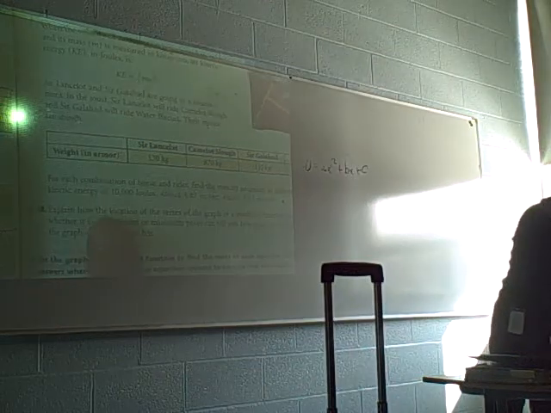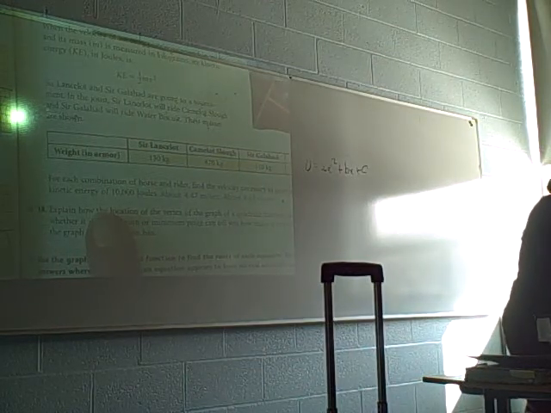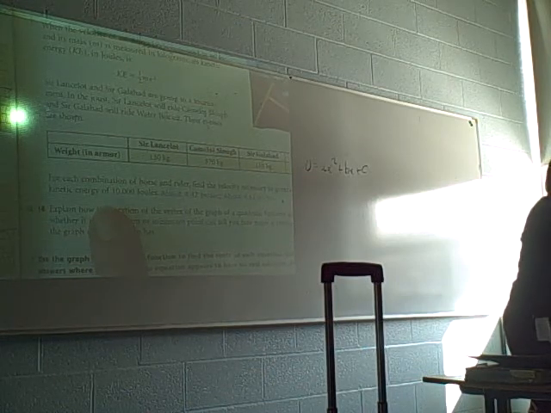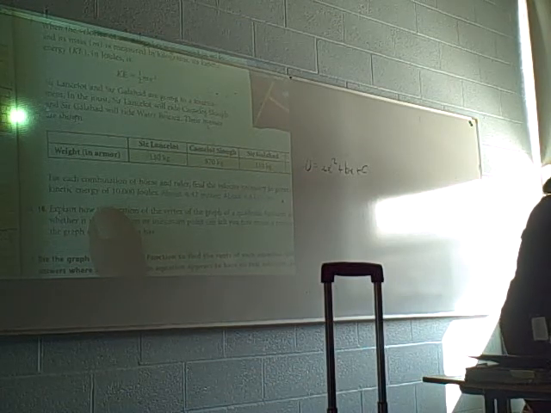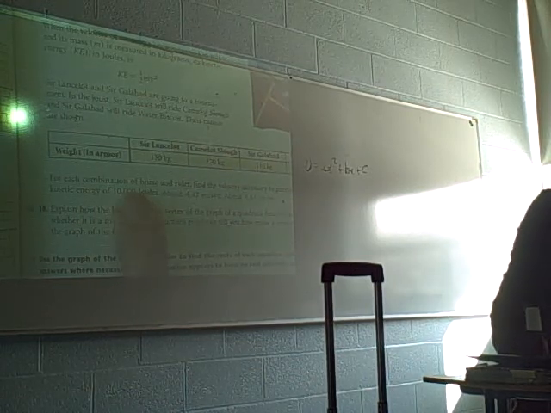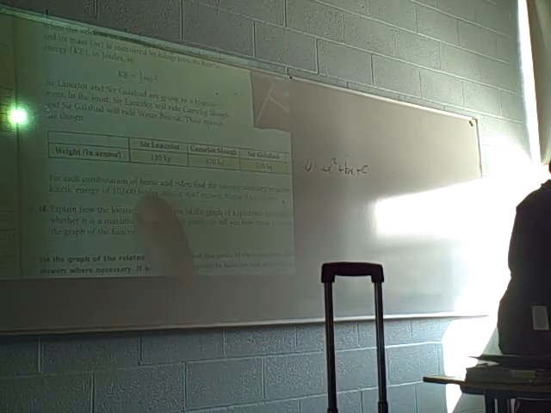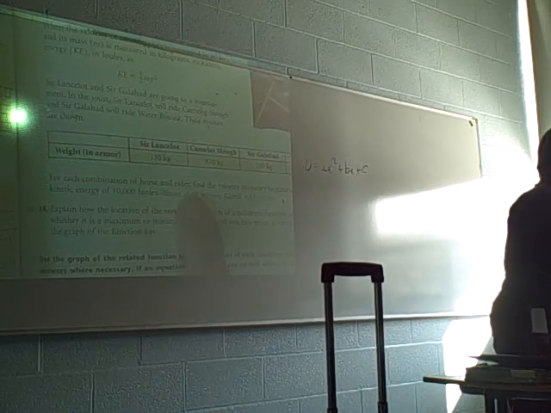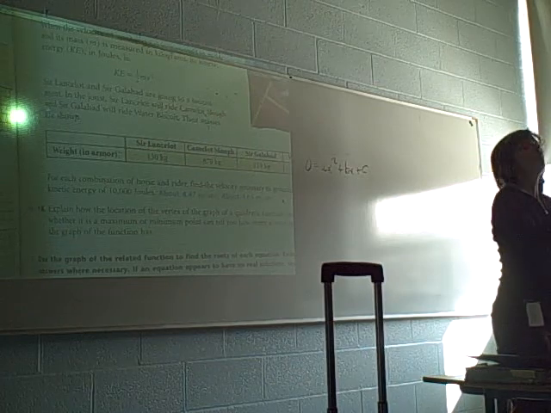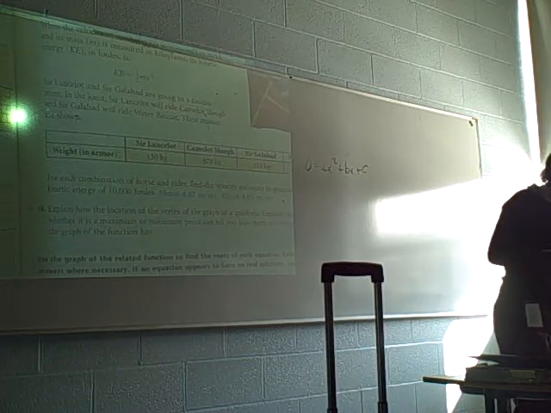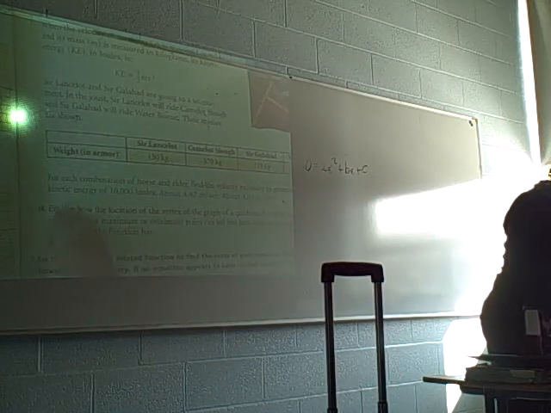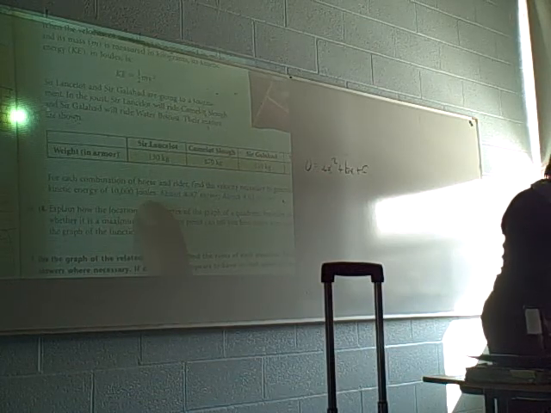All right, this is about reading. You guys are smart cookies. You've got to read carefully. For each combination of horse and rider, combination means what? Horse, rider. Find the velocity necessary to generate a kinetic energy of 10,000 joules.